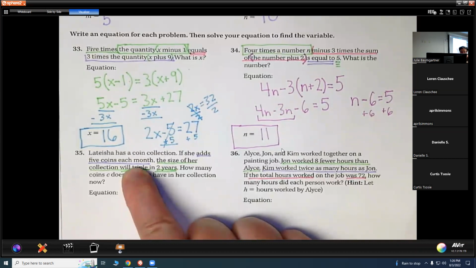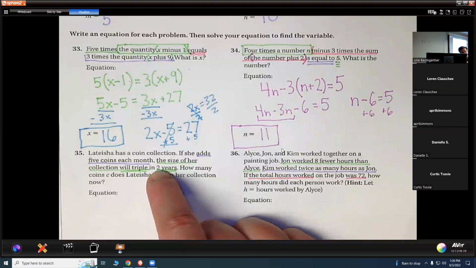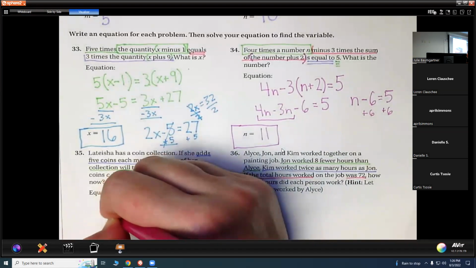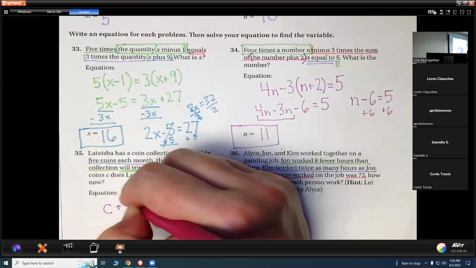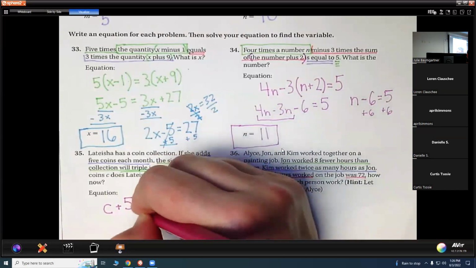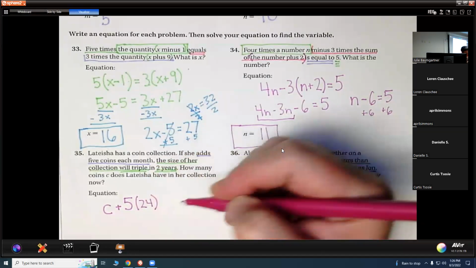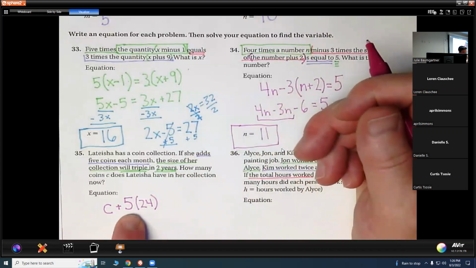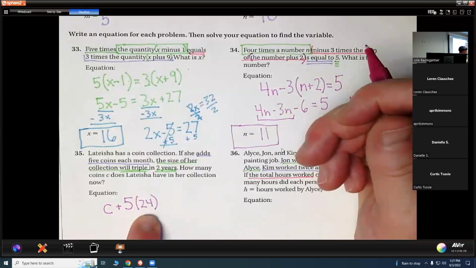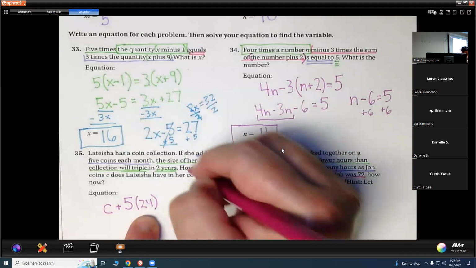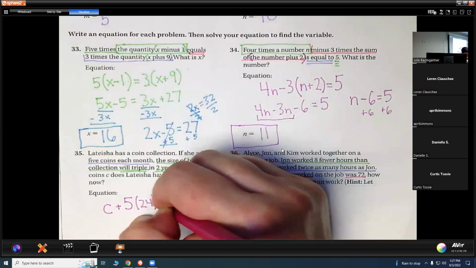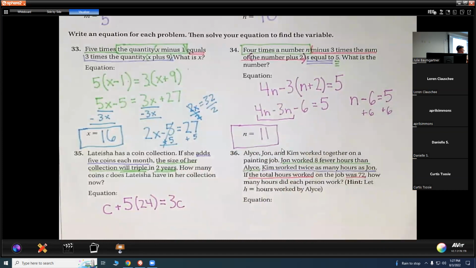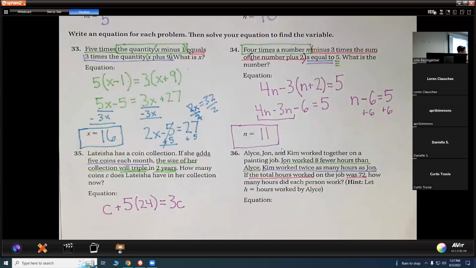So here, if it's every month and we know the total number of years, then we know that she's got her coin collection plus 5 times 24. This is her current collection of coins. She's going to add 5 coins a month for 2 years, or 24 months. And that means that after those 2 years, she'll have tripled her collection. So it'll be 3C.